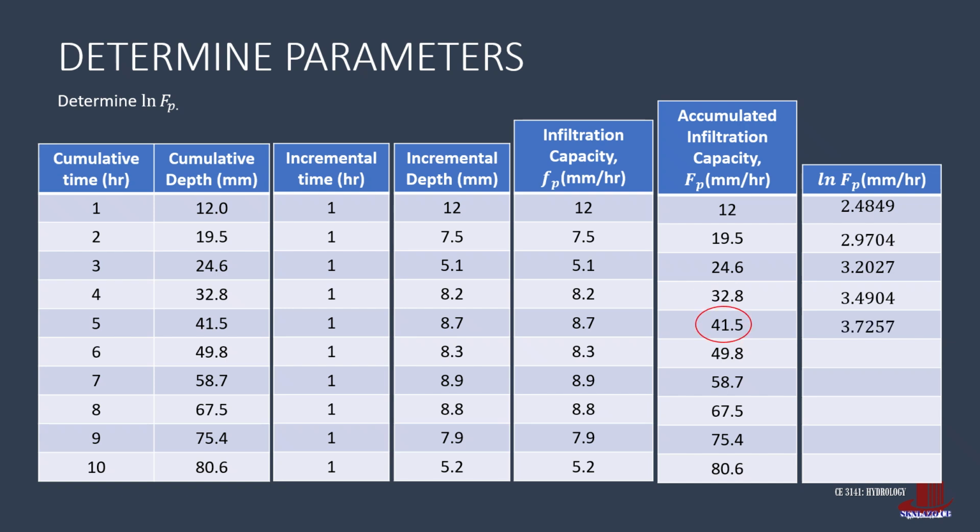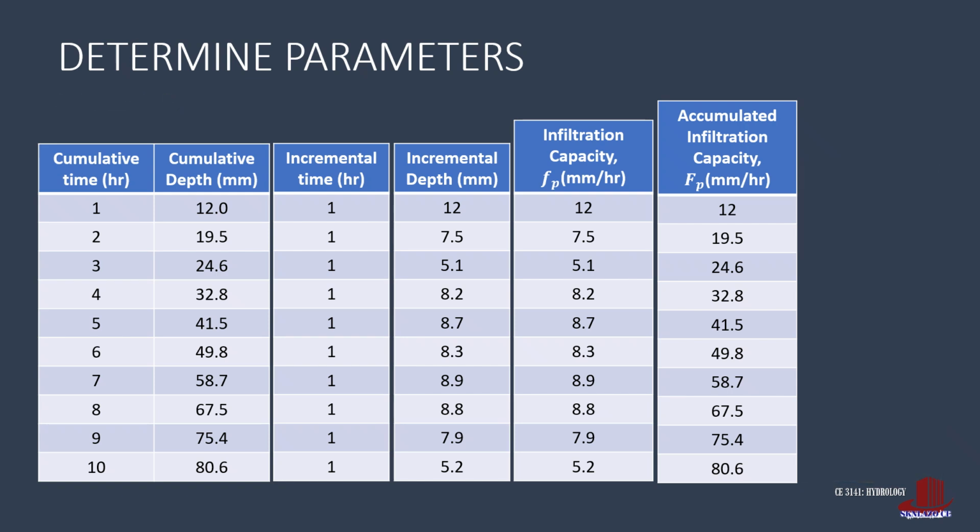Ln of 41.5 is 3.7257. The ln of 49.8 is 3.9080. The ln of 58.7 is 4.0724. Ln of 67.5 is 4.2121. The ln of 75.4 is 4.3228. Then ln of 80.6 is 4.3895. This column is the dependent variable y in the analysis of the best fit line.